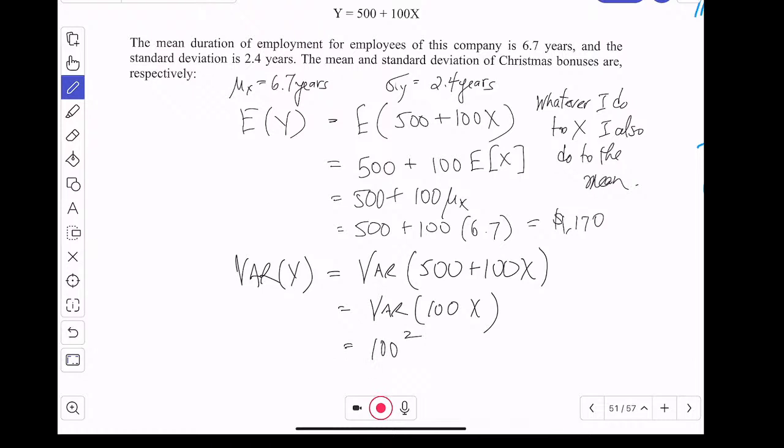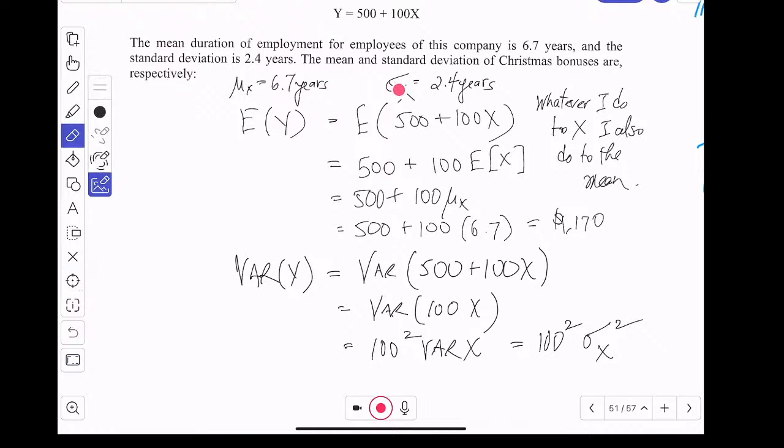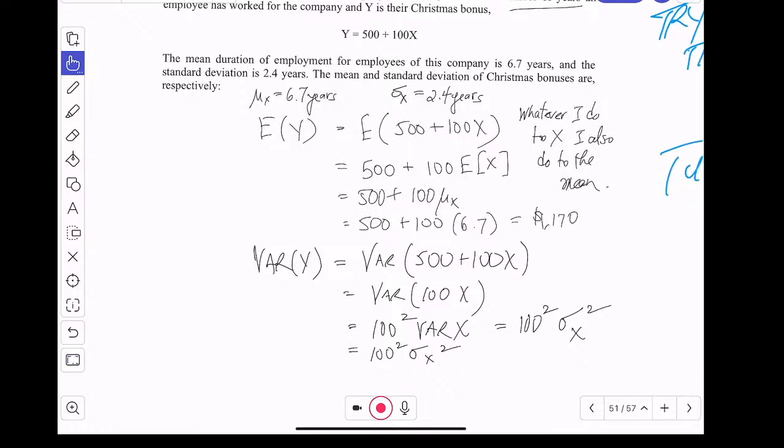And so this becomes 100 squared times the variance of x, and we already know what that is. So that's 100 squared times sigma x squared. I keep on messing up with that. That's sigma x over there. I have to rewrite it, so messy. So this would be 100 squared times sigma x squared, but what I really want is the standard deviation. I want to calculate that.